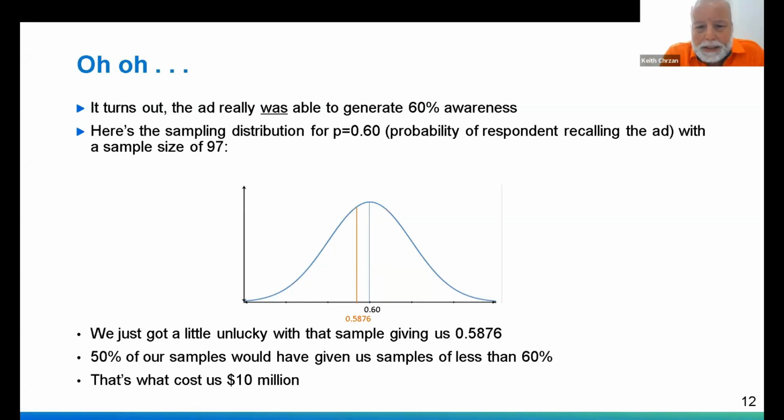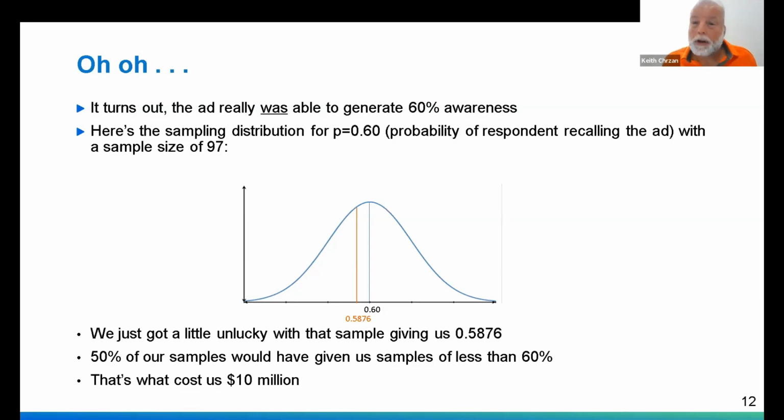And what we can see is I've plotted the 0.5876 that we actually found. We got a little bit unlucky. But notice that if the real truth is that the new ad generated 60% recall, fully half the samples we'll collect will come in at under 60%. And it turns out that mistake cost the company $10 million because they went with the existing ad instead of going with the newer and better ad.